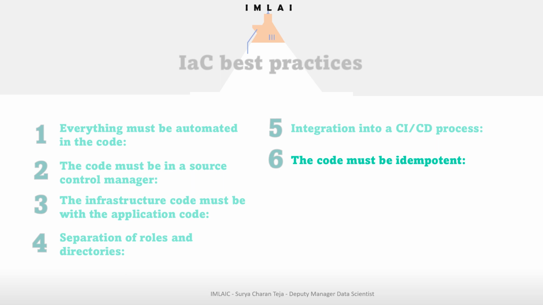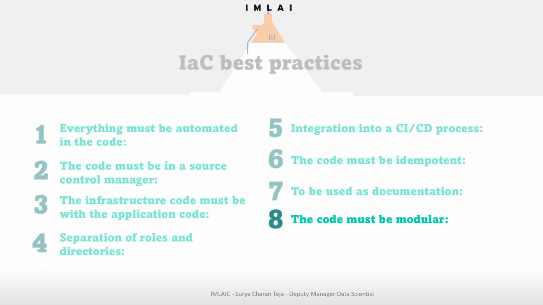The seventh best practice to be followed is that the code be used as documentation. The code of the infrastructure must be clear and must be able to serve as documentation. Indeed, infrastructure documentation takes a long time to be written, and in many cases, it is not updated as infrastructure evolves.